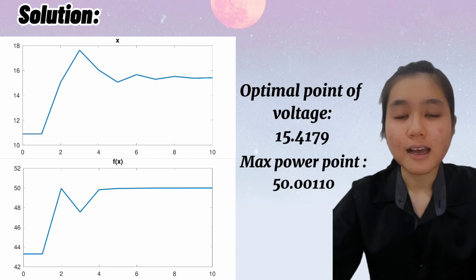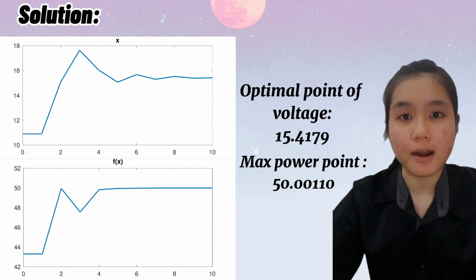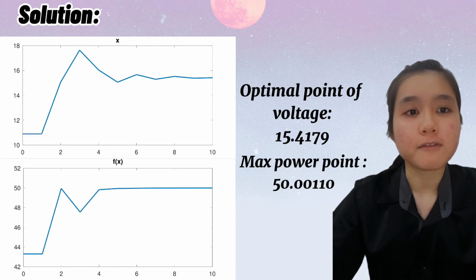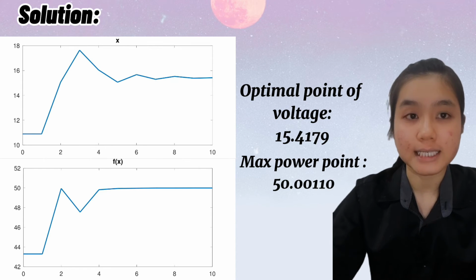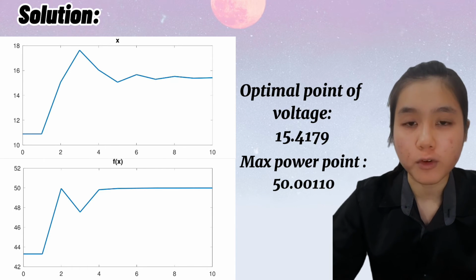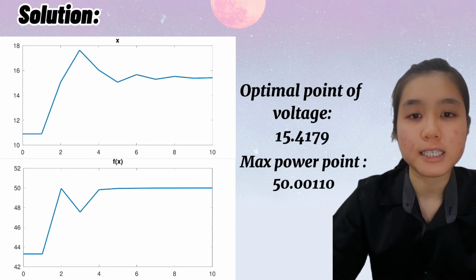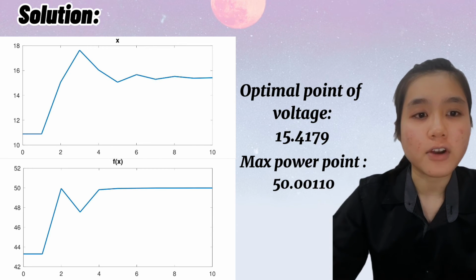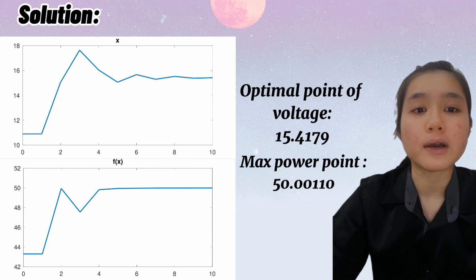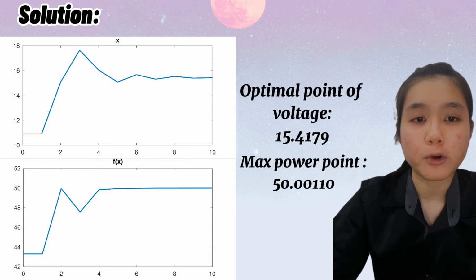I'm Din Suyen. Now I'm going to present on the solution part. By using the GSS method, we obtain these two graphs. First, the graph X, which represents the voltage on the y-axis, versus iteration K, we obtain the optimal point of voltage is 15.4179. Next, the graph F, which represents the power point, versus iteration K, we obtain the maximum power point at 50.0011.